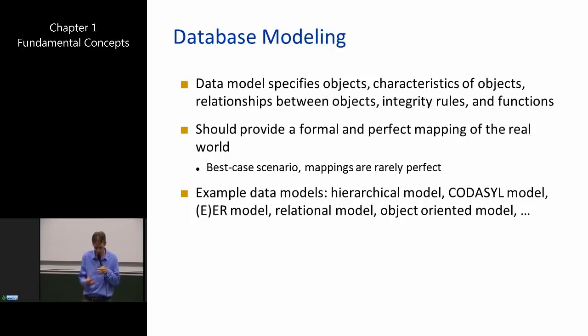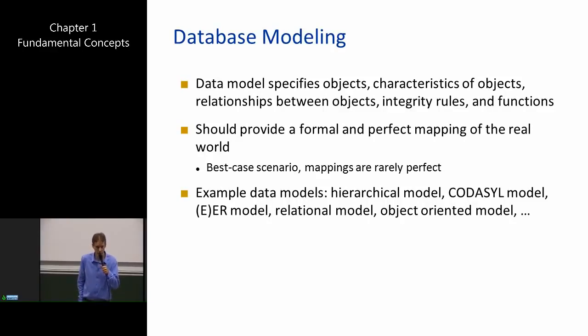So you want to have a formal and perfect mapping. You want to understand all the requirements for that one particular university administration system. And the mappings should be as perfect as possible. They will never be perfect, right? So you will try to approximate reality as much as possible. And where you cannot perfectly approximate reality, it is very important that this is documented.